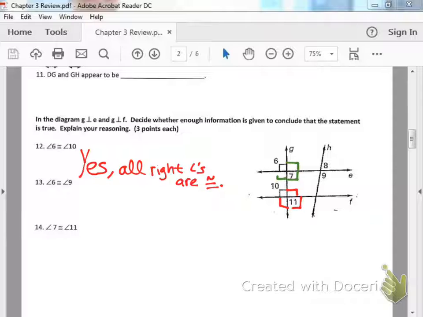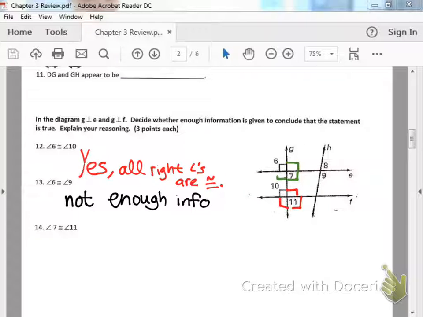What about the next one? Angle 6 and angle 9. Are those congruent? You can't use things like alternate exterior because we don't know that the lines are parallel. Do you know anything about the measure of angle 9? No. So there is actually not enough information for this one. This section is all about right angles. So again, don't try to use like corresponding, alternate interior, alternate exterior. Just use right angles. Yes, if they're right angles. If they're not, not enough information.